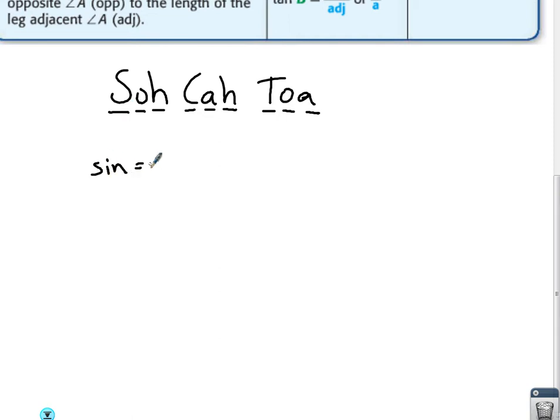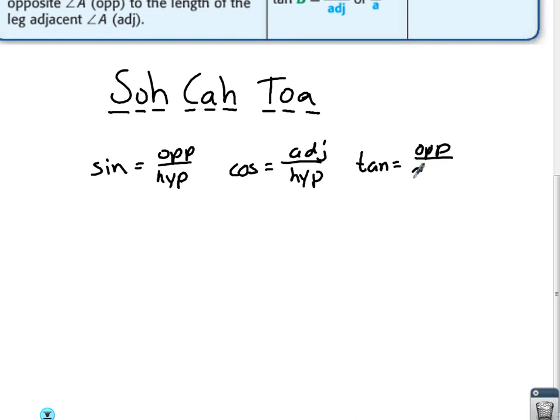Again, looking at SOHCAHTOA, you can just do it like this. Sine is the ratio of opposite to hypotenuse. Cosine is the ratio of adjacent to hypotenuse. And tangent is the ratio of opposite to adjacent. Now, what do I mean by opposite, adjacent, hypotenuse, and all this? Here's your triangle.